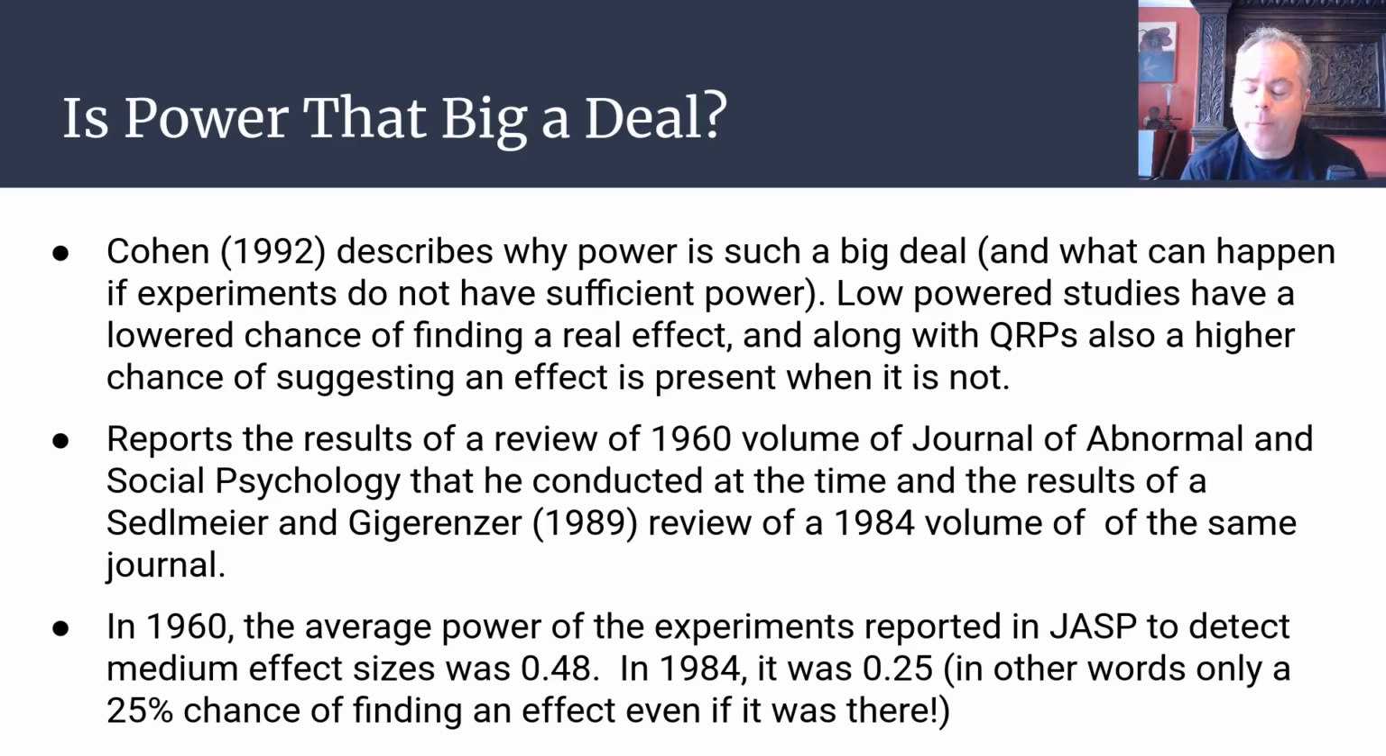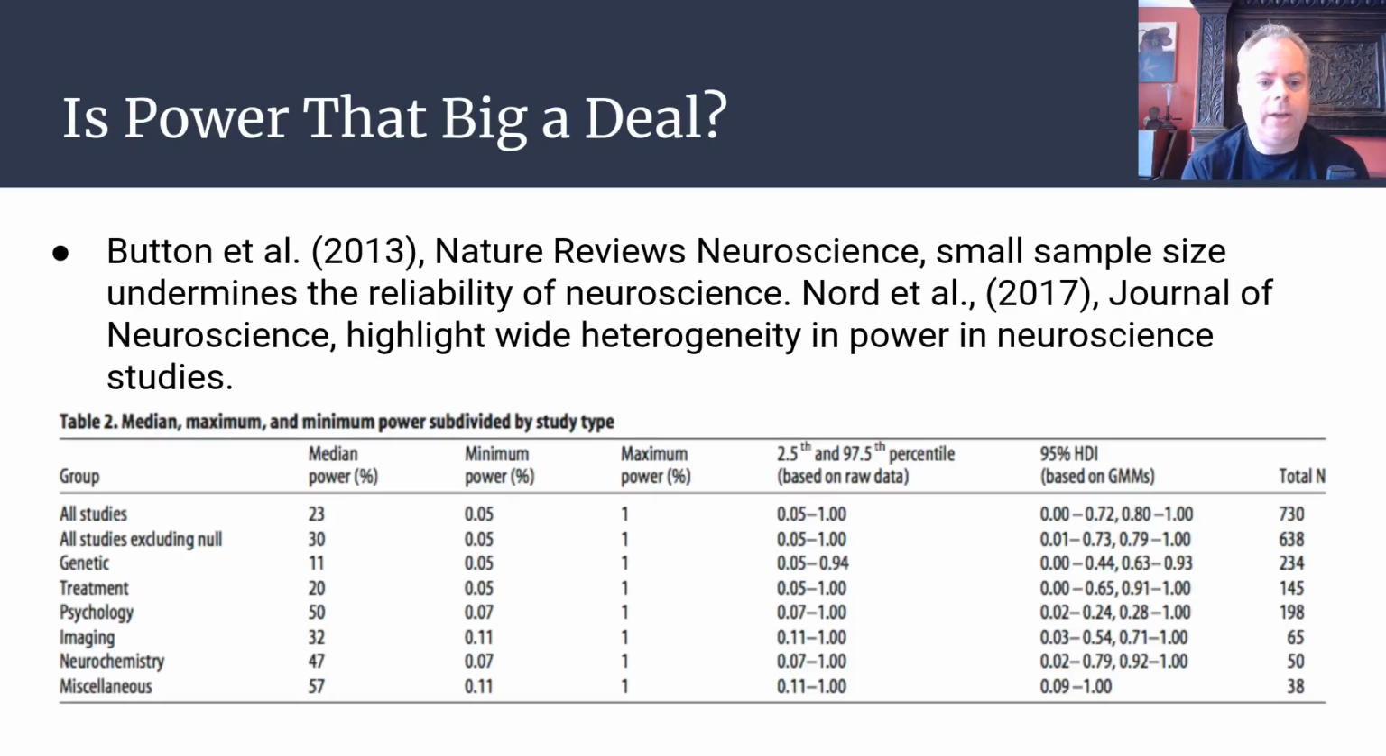So in 1984, when the average power was 0.25, that actually meant that even though an effect was there to be found in the data, only 25% of the time was it being found because of the use of low-powered studies. And that's a huge waste of money, time, and resources in general. It's as big a problem now as it was then in 1960, and as it was in 1984.